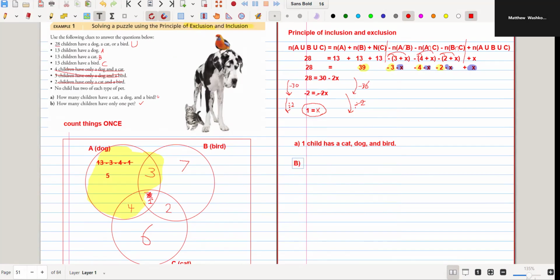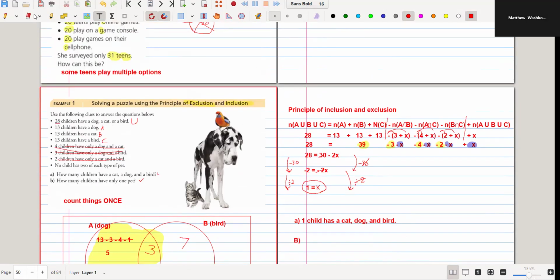So now we can do question B, which is asking, how many children have only one pet? Now you can do this in set notation. Don't write this down, but in set notation, this would be the number of A minus the number of A intersect B minus the number of A intersect C, and so on and so forth. In this case, you can use just basic numbers at this point.